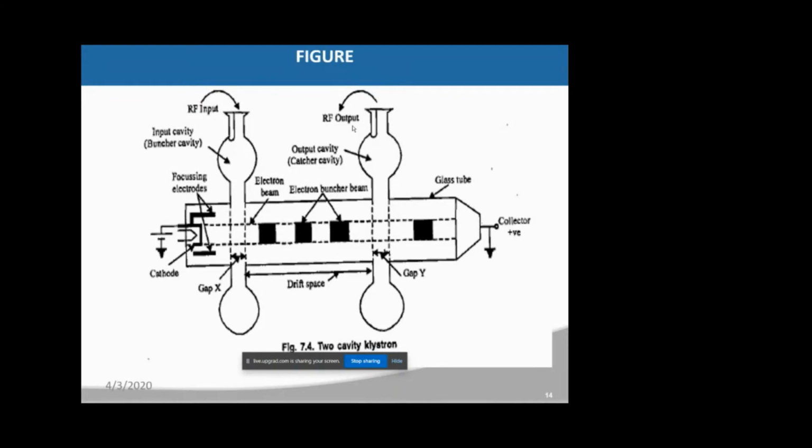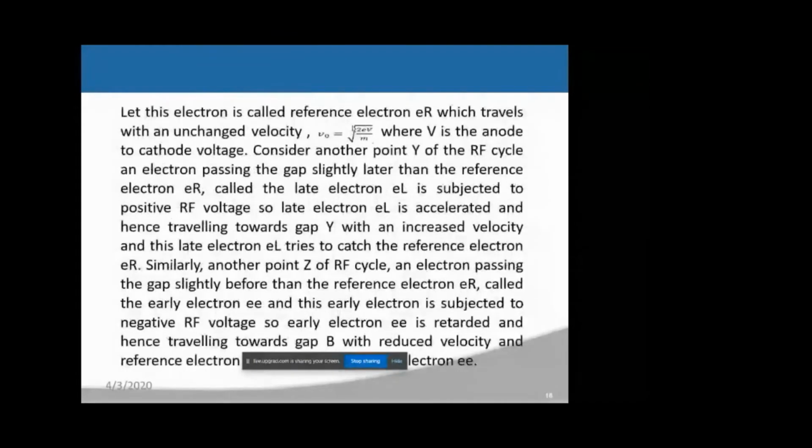Now what is happening in this case? When we apply this RF input signal, I am showing you the Applegate diagram here, which will make it clearer. See here, the first case is no gap voltage. We are applying no gap voltage, meaning no RF signal is applied, so the electrons go straight to the collector.